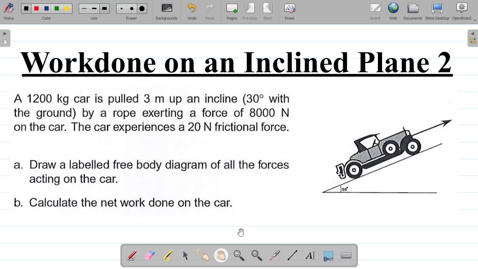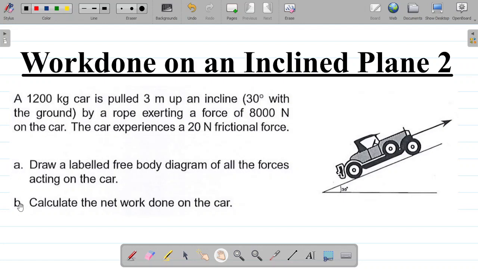In this video, we'll be trying to solve the work done on an inclined plane. The question says a 1,200 kilogram car is pulled 3 meters up an incline 30 degrees with the ground by a rope exerting a force of 8,000 Newton on the car. The car experiences a 20 Newton frictional force. A says draw a labeled free body diagram of all the forces acting on the car.